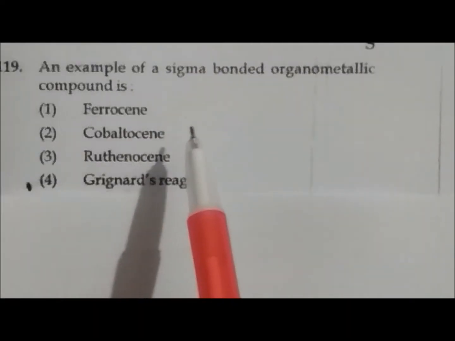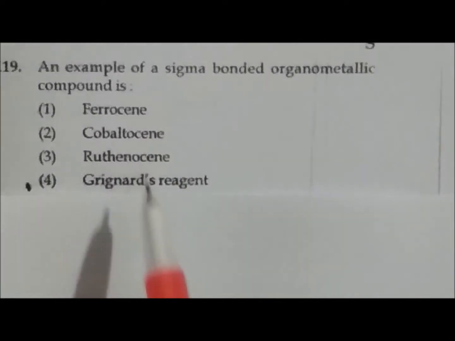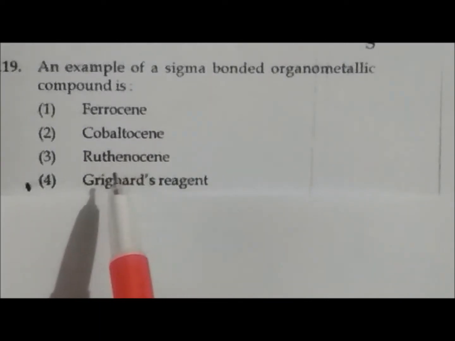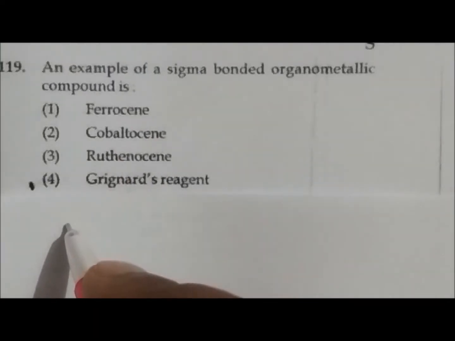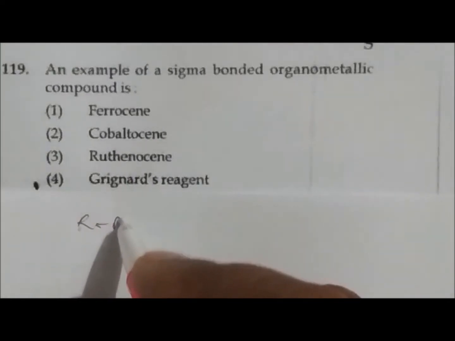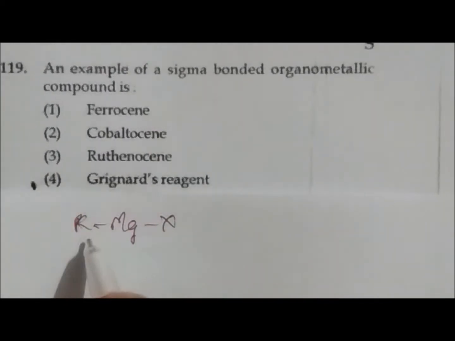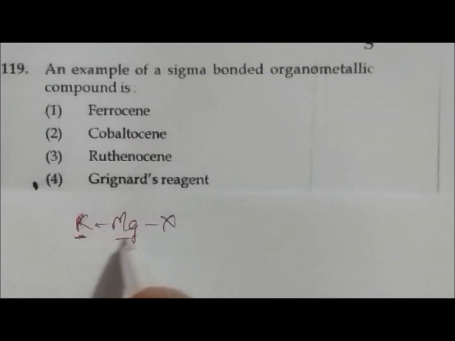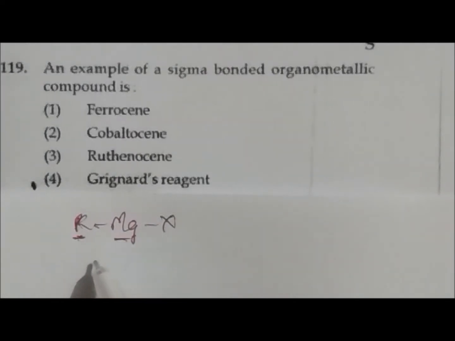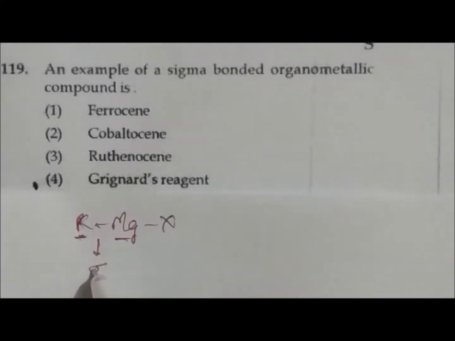An example of a sigma bonded organometallic compound is, so there are four compounds: ferrocene, cobaltocene, ruthenocene, and Grignard reagent. This is a plain question. So Grignard reagent you can write like RMgX. So there is a bond between the R and Mg. R is your carbon compound. So the bond is normally a sigma complex in this position.